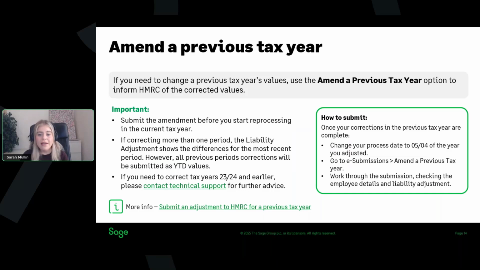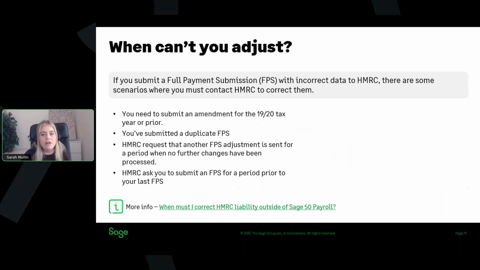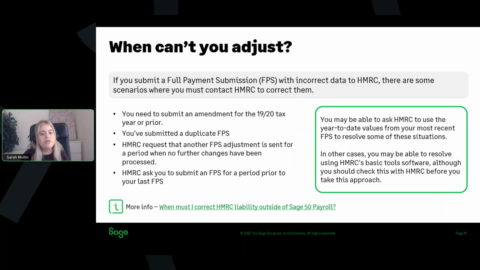So that's it on the two submissions that we've just seen in the demonstration. I did want to look at some times where maybe you can't adjust through Sage 50 Payroll as well. So there might be some scenarios where you've got to make the correction with HMRC rather than through payroll. And here are just some of the most common ones. So might be if you need to submit an amendment to the 1920 tax year or prior. So those ones you would need to correct using basic tools or directly with HMRC.